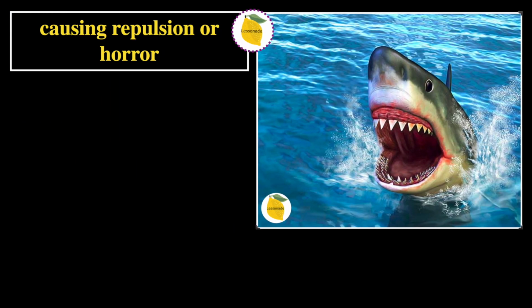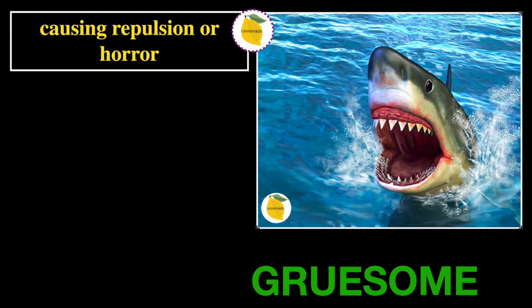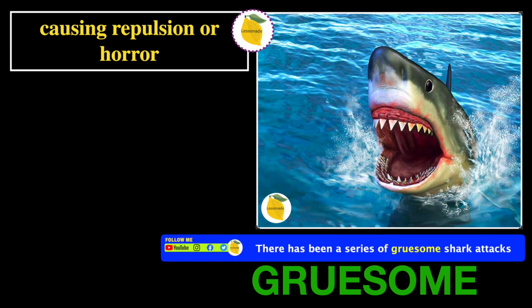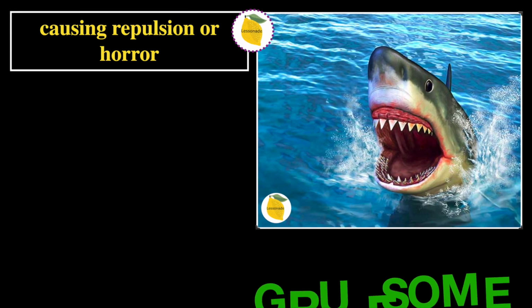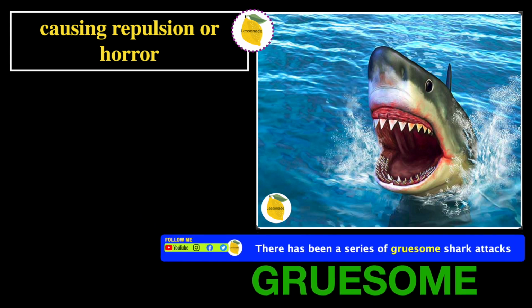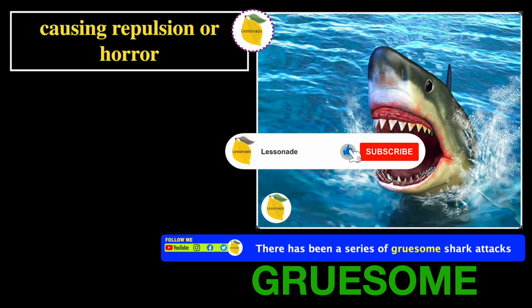Now, the next one is causing repulsion or horror. In this picture, we can see an angry shark. And as we all know, angry sharks can cause repulsion or horror. And therefore, the word will be gruesome. The sentence is: there has been a series of gruesome shark attacks. And in this picture, as you guys could see, we see a violent shark, which obviously causes gruesome attacks.